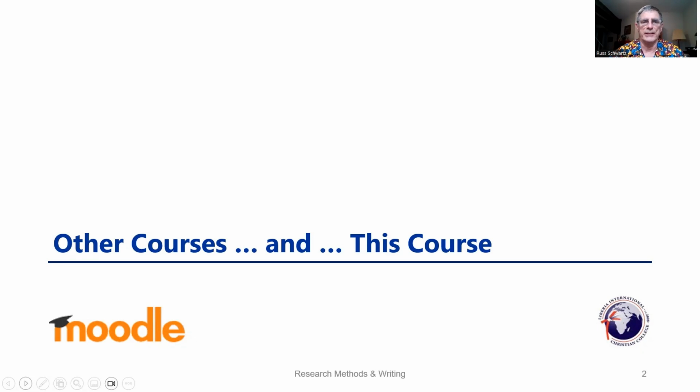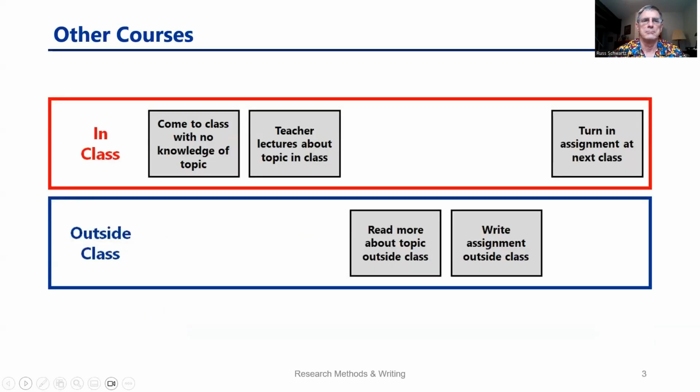I think the best way to explain it is to start out by comparing this course to other courses you've taken. In other courses, you come into the class each week with no knowledge about whatever the topic is, and the teacher gives a lecture on the topic. Then the teacher may assign homework and you'll go home or go to the library and read more about the topic outside of class. Then you'll work on an assignment outside of class and you'll bring it with you and turn it in the next class.